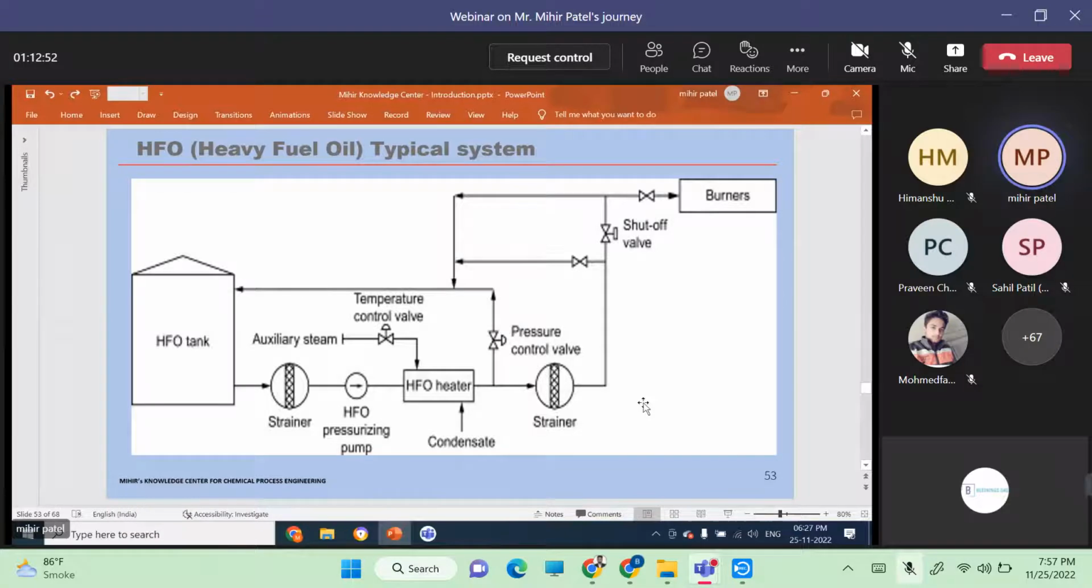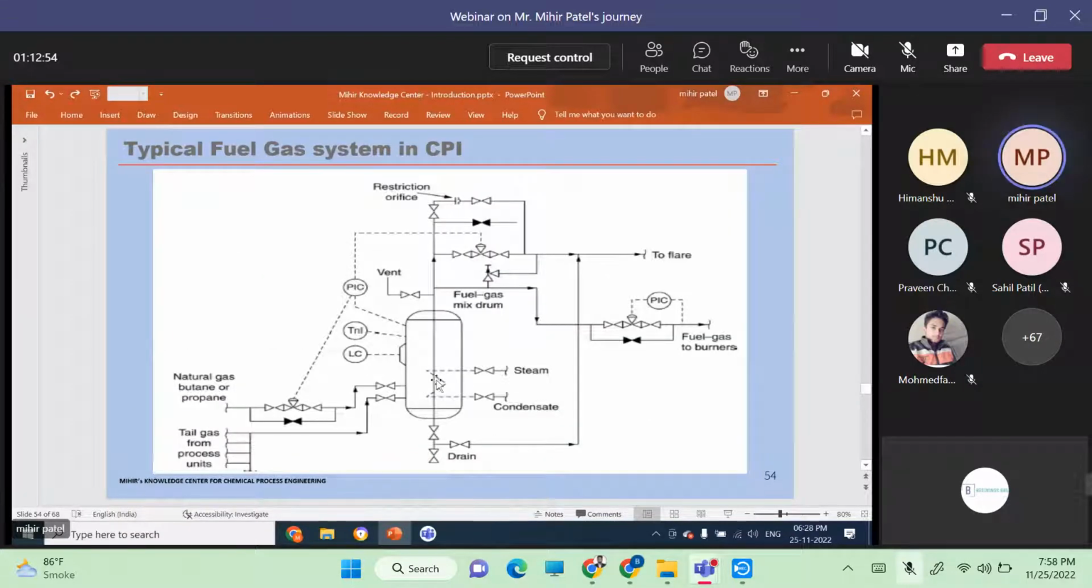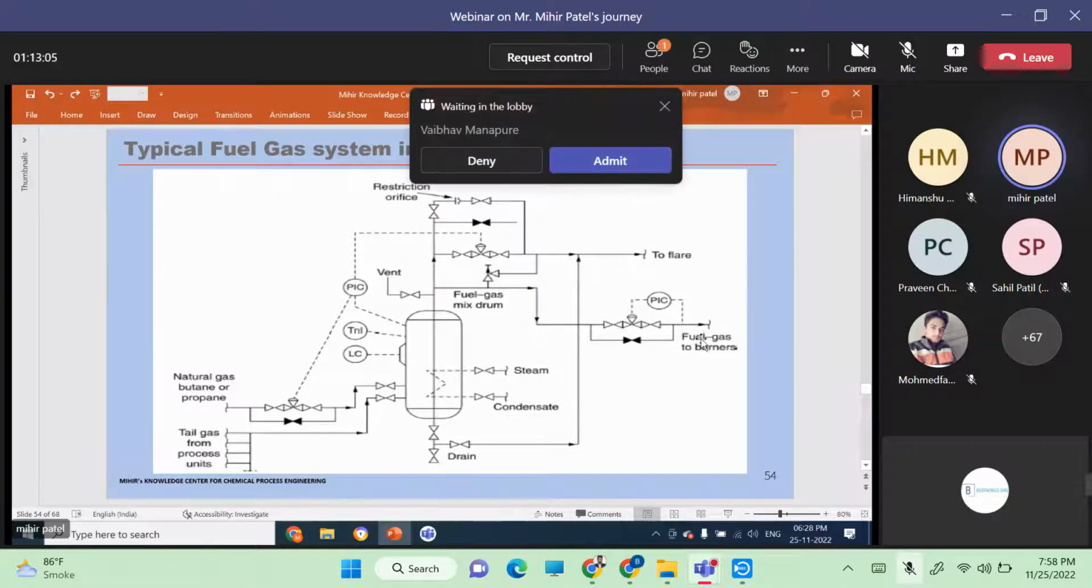Then a typical fuel gas system. Here you have a vessel. Natural gas, butane or propane is coming. This is the tail gas from process units, which is additional gas. You can use it for combustion in the fuel gas to burners. The earlier slide was of the furnace oil. This is the fuel gas to similar fired heaters.